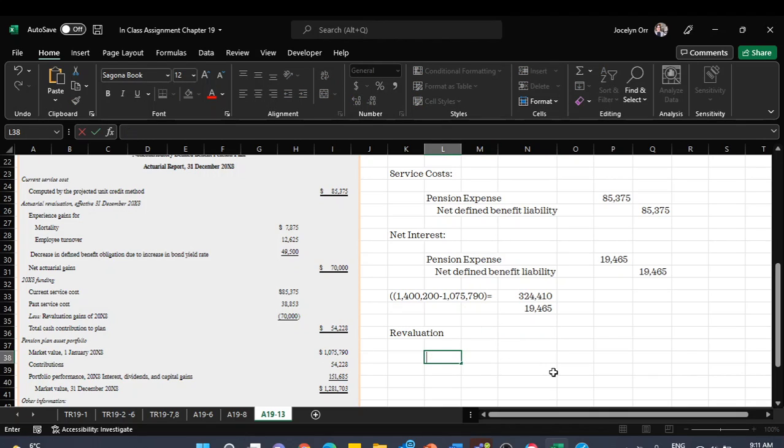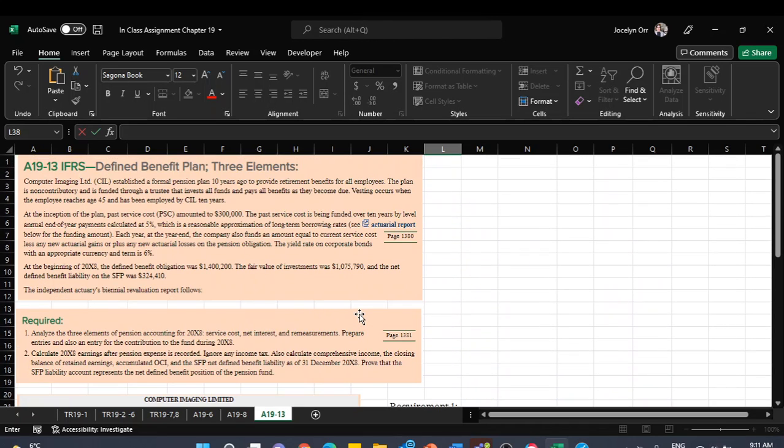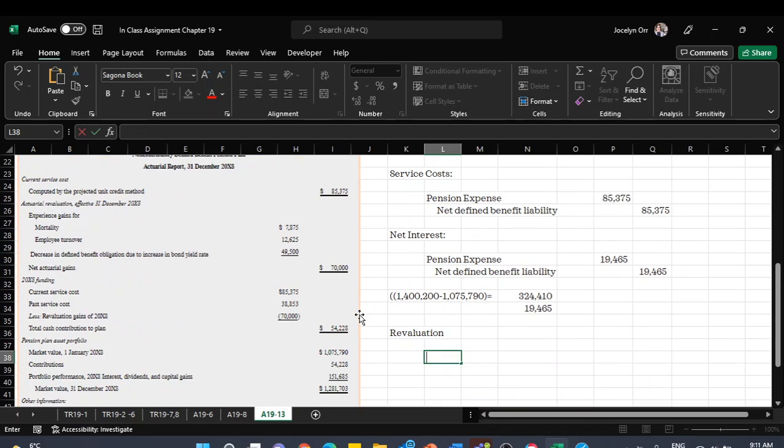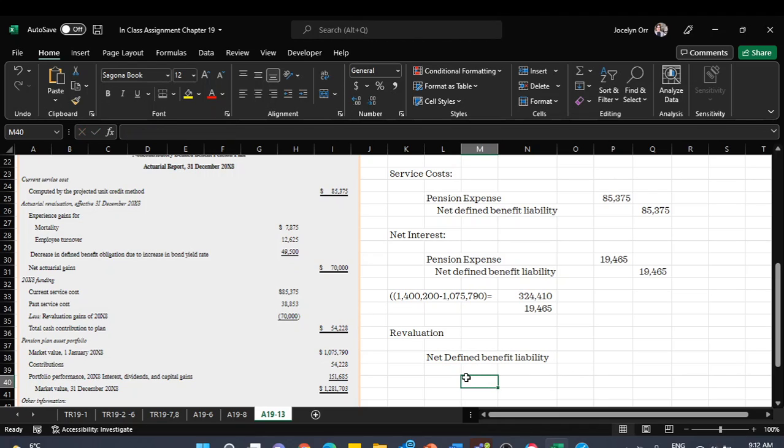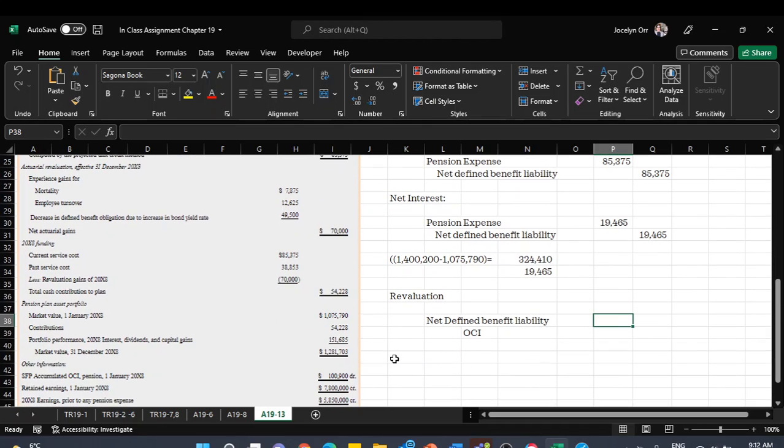So in this case, we have an experience gain, and I think it tells us right in there that it's a gain and not a loss. Regardless, when we have a gain, we're going to reduce that net defined benefit liability. If it was a loss, of course, we would be reversed here, okay? So this again is going to be a calculation that we have to make, okay?